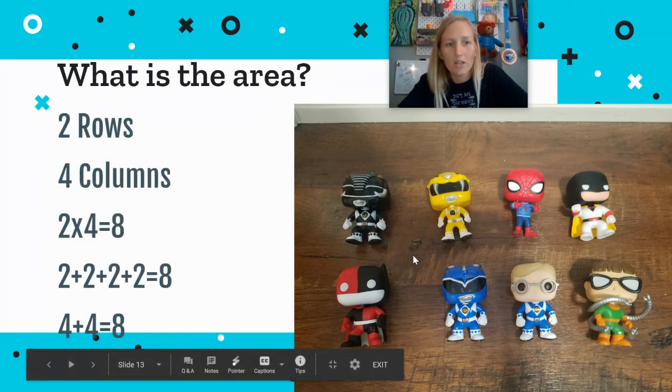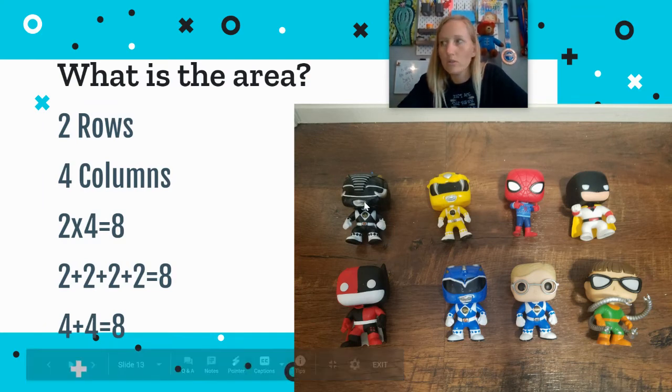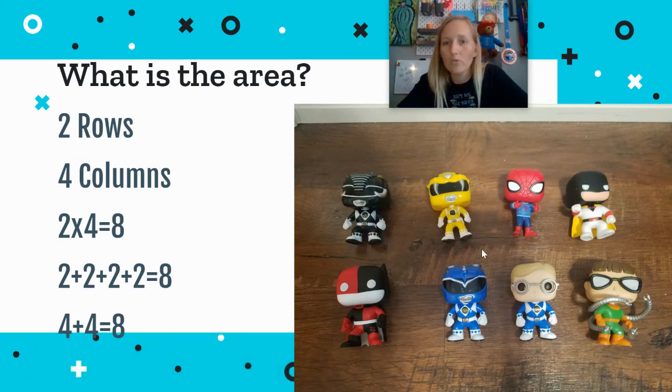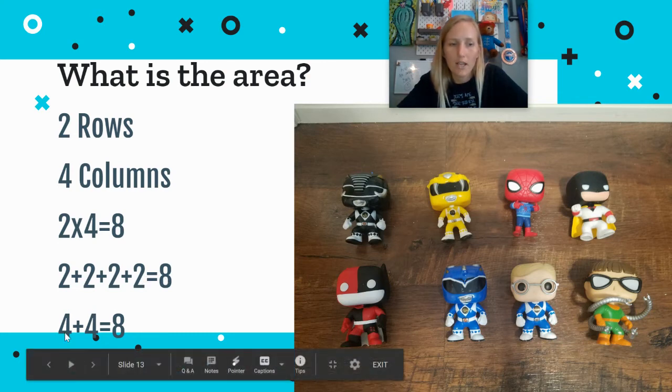All right, we got 2 rows and 4 columns. So, 2 rows and 4 columns. I'm going to count by 2s to figure this out. 2, 4, 6, 8. I count them by 2s 4 times to make 8. And I can go 2 plus 2 plus 2 plus 2, which makes 8, or 4 plus 4 makes 8 as well.